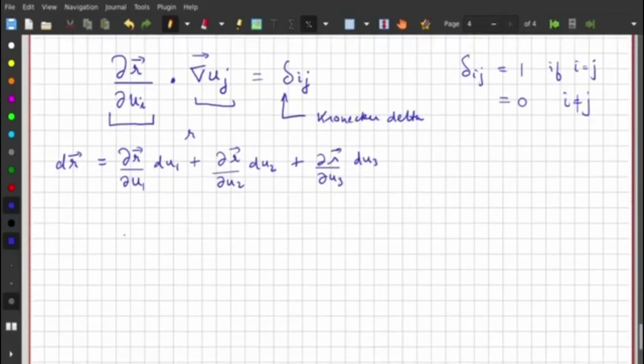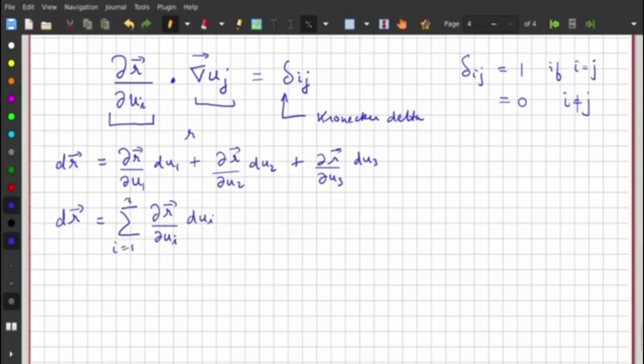Okay, and therefore we can write this in a little bit different way, using the summation notation. It will become the sum over partial r partial ui dui, where i goes from 1 to 3. Okay, and let's take the gradient of u1. From our earlier studies of vector calculus we know grad u1 dot dr is du1. That's where the idea comes from that at u1 equals constant, grad u gives the normal direction.